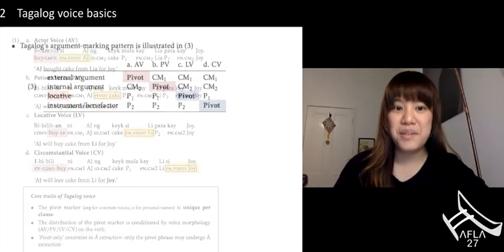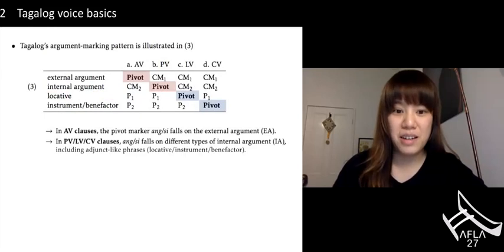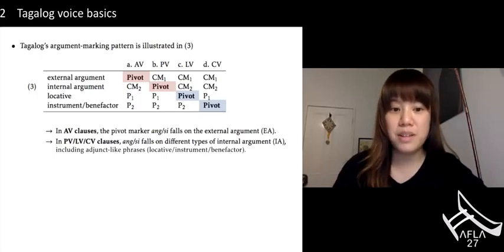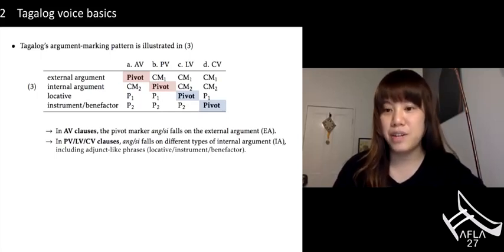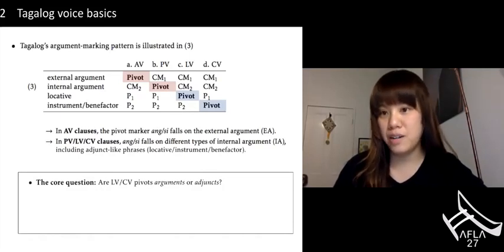Okay, so the argument marking in 1 is illustrated here in 3. As you can see, in active voice clauses, the pivot marker is focused on the external argument, whereas in the non-active voice clauses, it focuses on different types of internal arguments, including some kind of adjunct-like phrases in LV and CV clauses. So a core question here is, what exactly are the pivots in LV and CV clauses? Are they arguments or adjuncts?